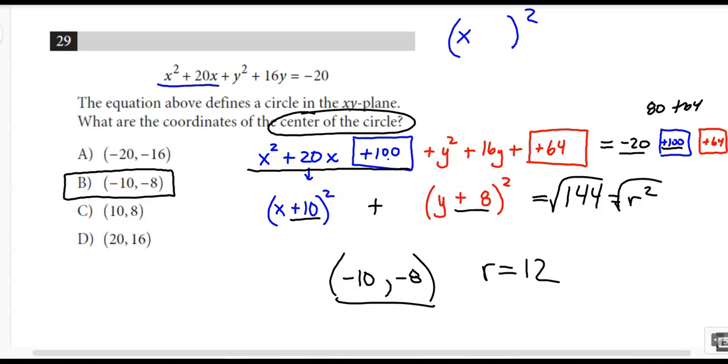Now this one took me a long time the first time I looked at it. I knew I had to somehow get it into circle form, which is basically where you have the x with these parentheses. And completing the square is pretty much the only way I found to do it. If you have a better way, I'd like to see it in the comments.